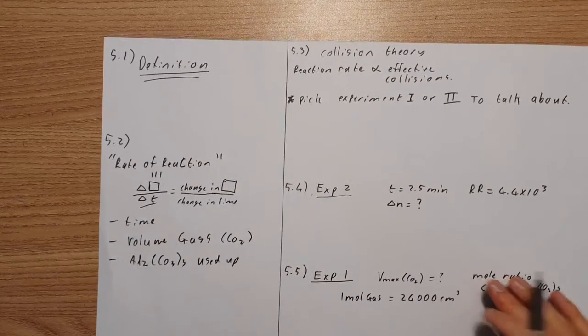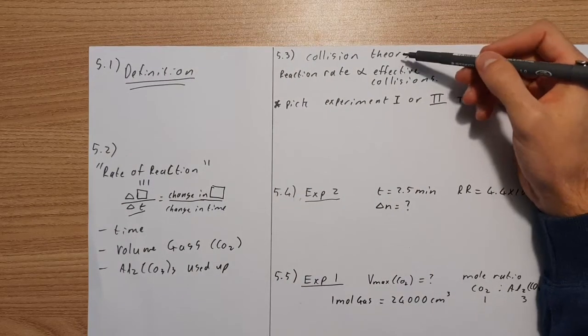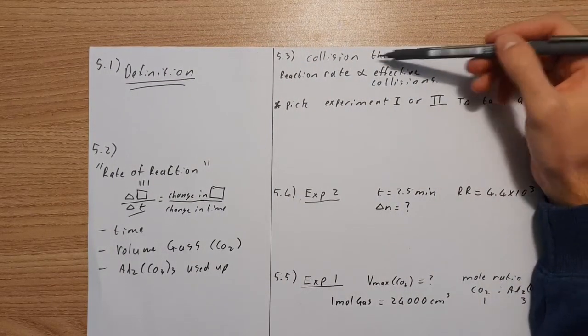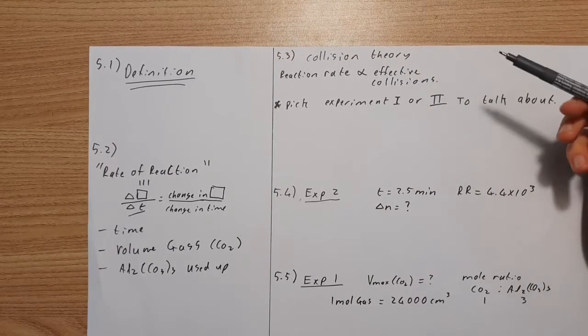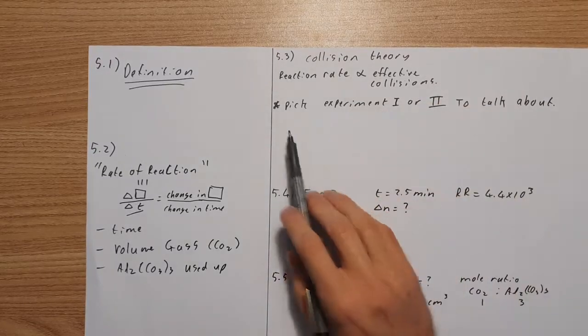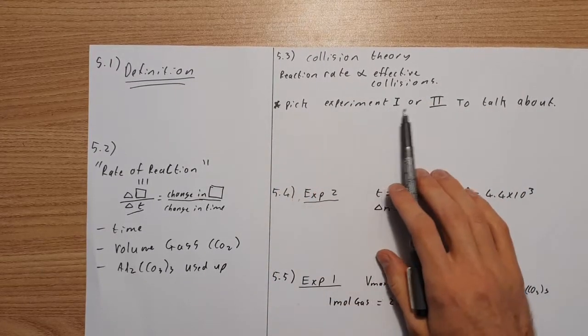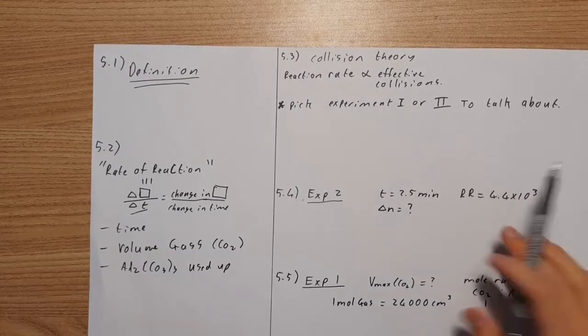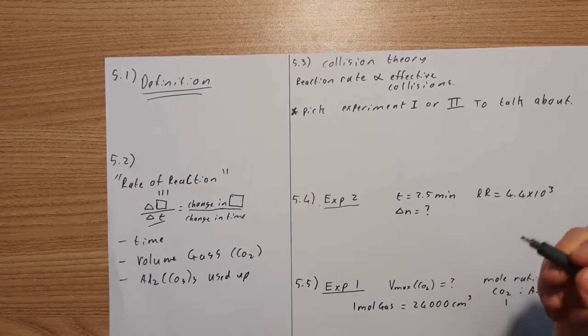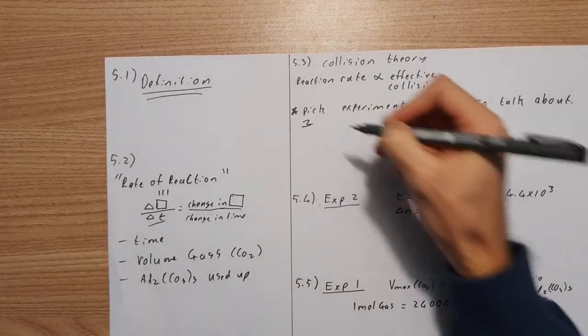Okay, so just a quick recap over here. Collision theory pretty much states that the reaction rate is proportional to effective collisions. So we need effective collisions to have a higher reaction rate. The key point here, as I say, is to pick experiment 1 or 2 and talk about it. So I'm going to pick experiment 2 for this one.